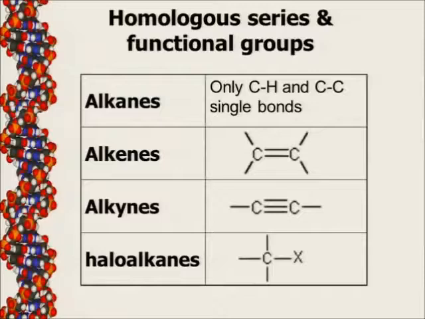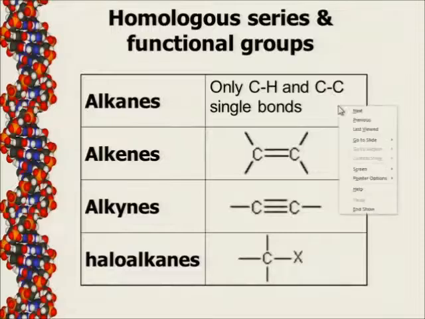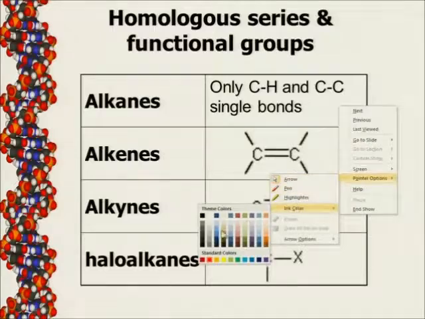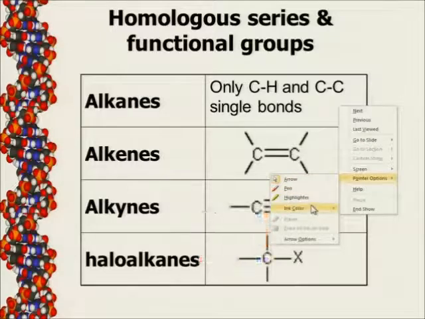In the homologous series, we are talking about the alkane, alkene, alkyne, and haloalkane. And on the side there, we've got the functional group. How do you identify that this compound belongs to the alkane, this one belongs to the alkene, this one belongs to the alkyne? If you look at this one here, let me take out my pointer so that I can show you what I'm talking about.